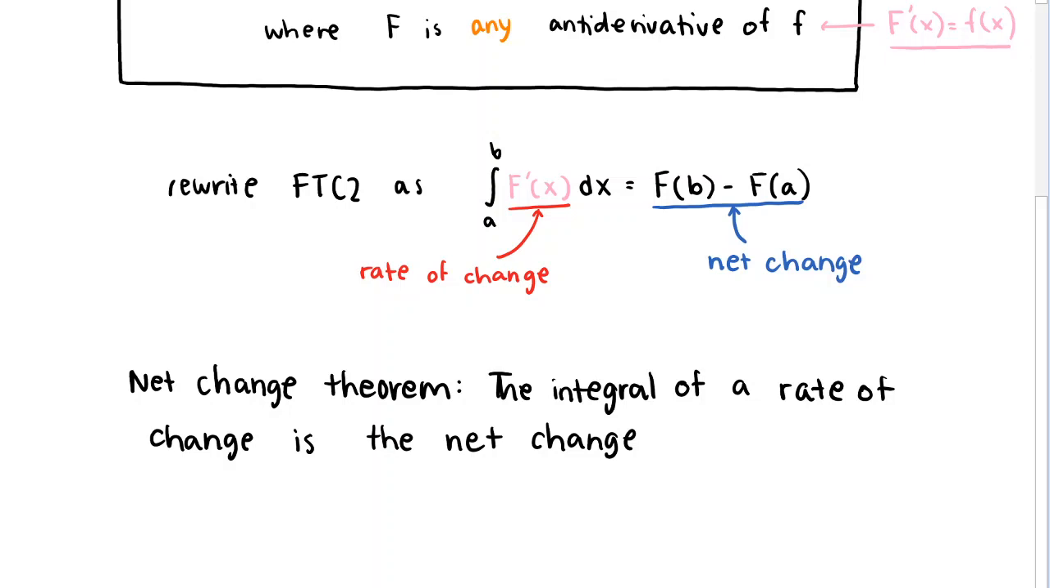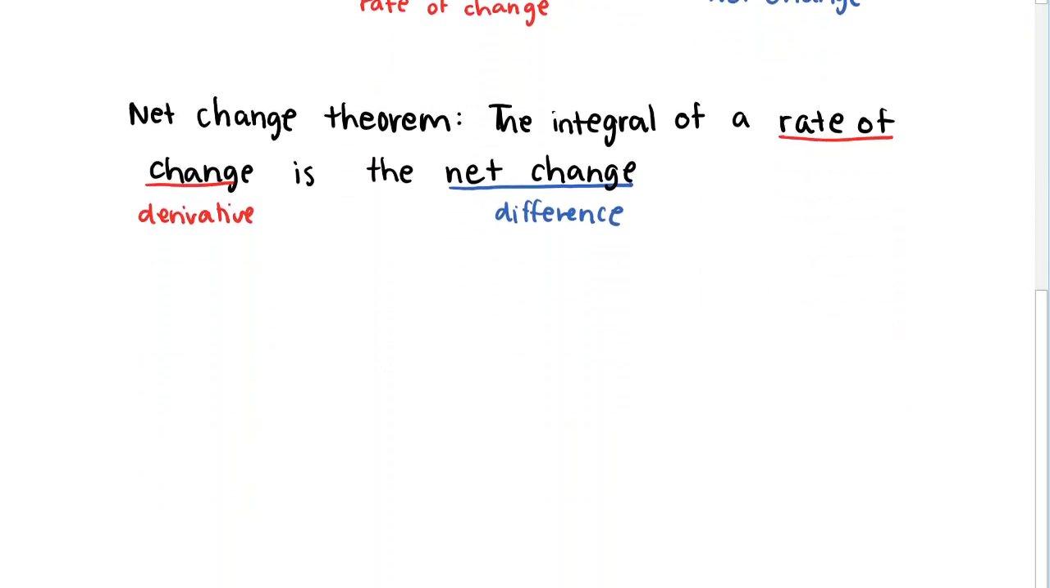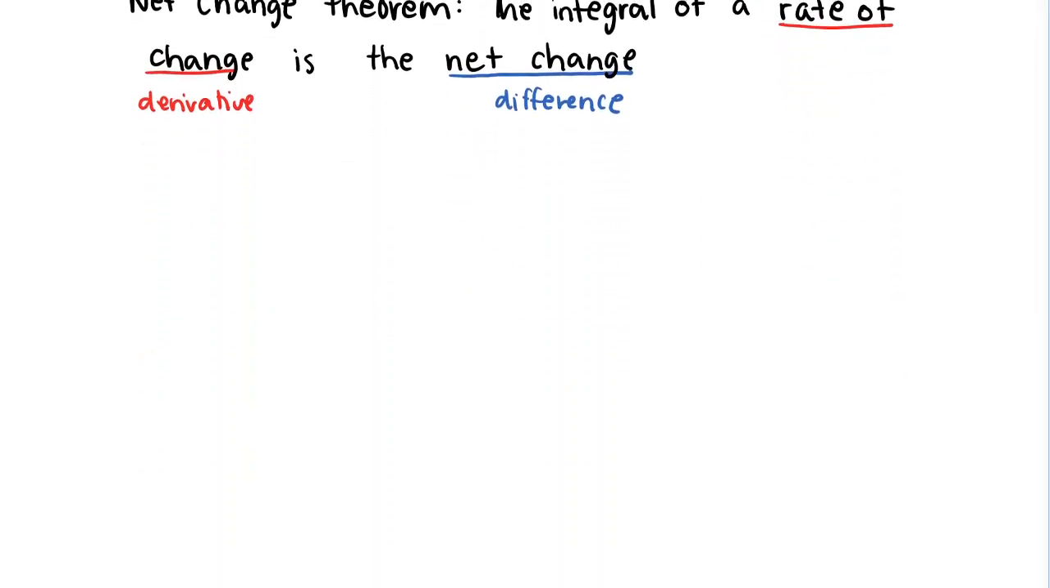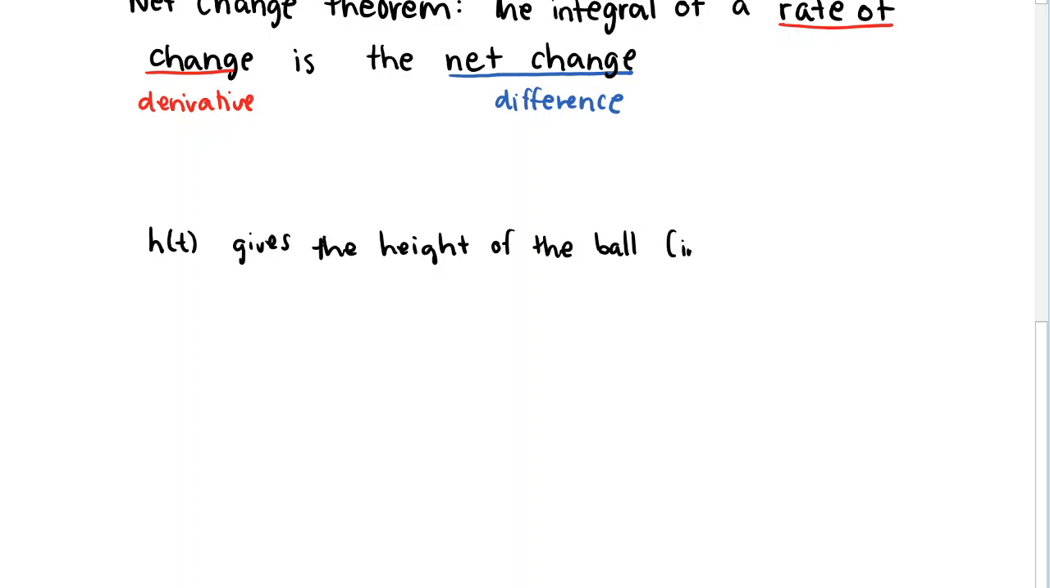All right, so when I say net change, I just mean a difference, and when I say rate of change, we're talking about a derivative. Okay, so let's do an explicit example just to pin this idea down. Let's suppose that h of t is a position function, and it gives the height of a ball. So some ball is thrown up in the air, and let's say that h of t gives the height of the ball, in feet, after t seconds.